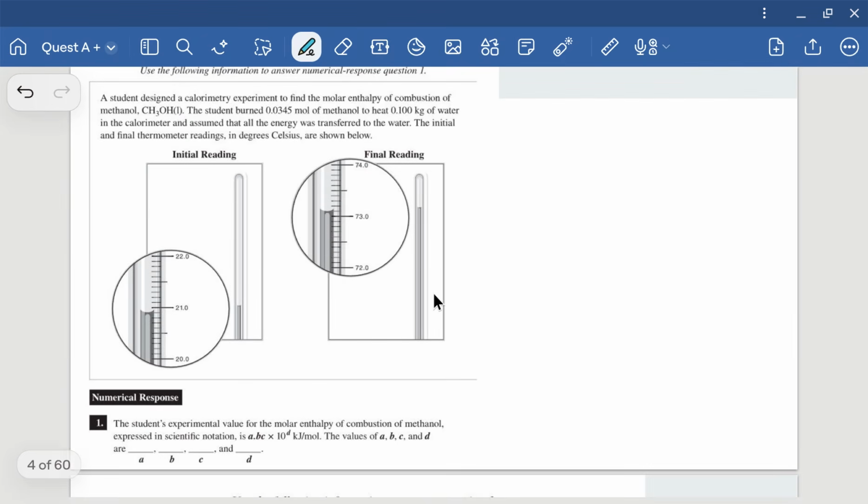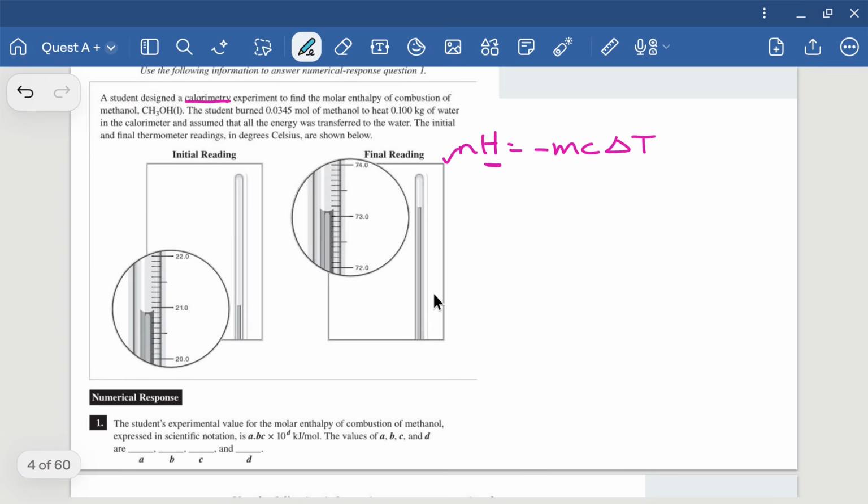This next one, we are just taking a look. What do we have here? We have some information of calorimetry. So we'll have our formula nH equals negative mc delta T. And it's asking, what is it asking? The molar enthalpy. So we're solving for H.